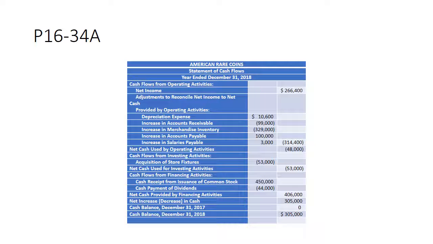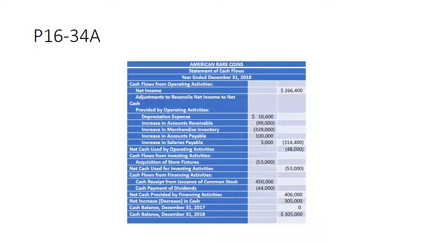Inventory. Inventory increased from 0 to $329,000. Well, we purchase inventory, so if our inventory increased, we spent an extra $329,000 in cash that's not reflected right now in our net income. So decrease. Those are the only two current assets. We've accounted for their change and we've accounted for their effect on cash flow.